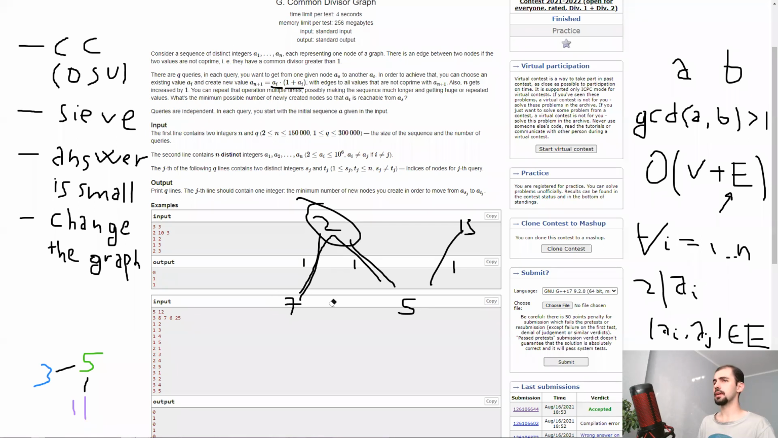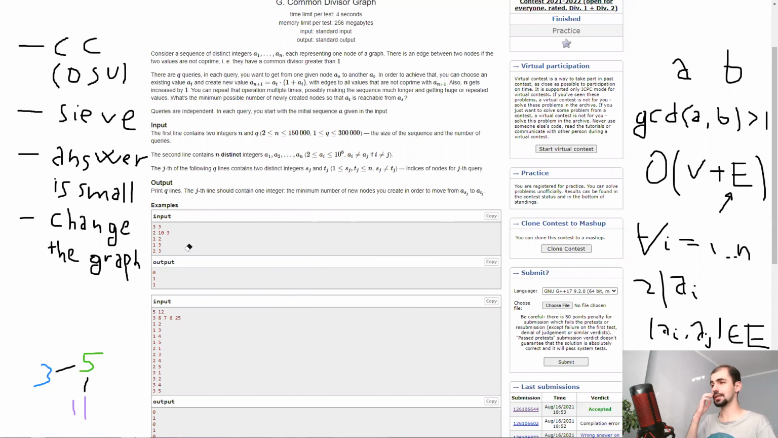So great. Now the only thing that remains, like we already talked about how to determine whether the answer is 0. Just use your DSU, check if find of some prime divisor of AS is equal to find of some prime divisor of AT. It doesn't make sense to check all pairs of divisors because you already have what you want.